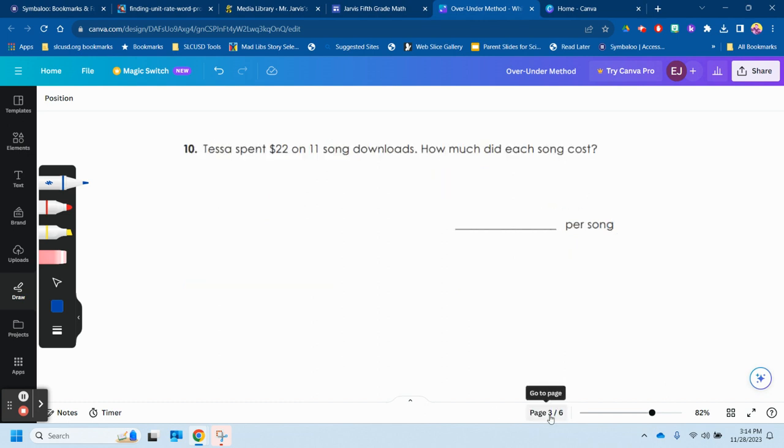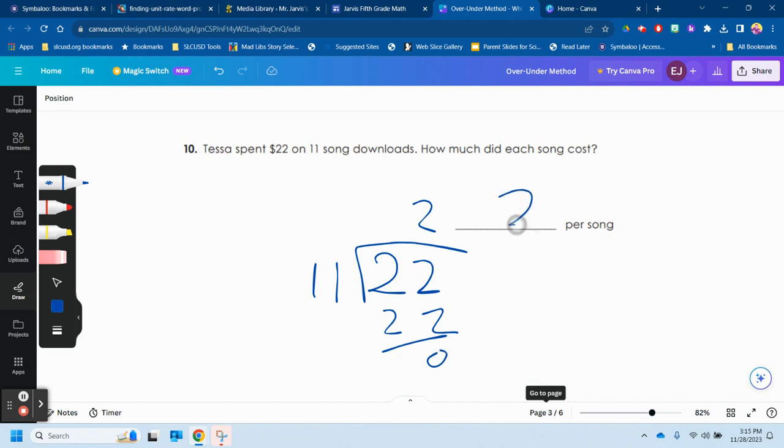So Tessa spent $22 on 11 songs. How much did each song cost? That's pretty simple. I'm just going to divide it. I'm going to use my division method, and it's 2. 2 times 11 is 22. I ran to a 0, so it's $2 per song.